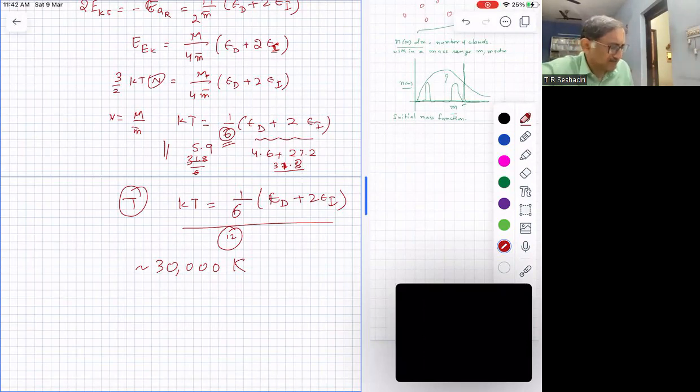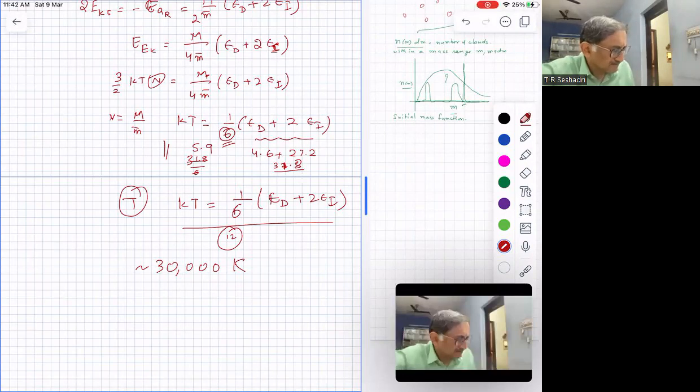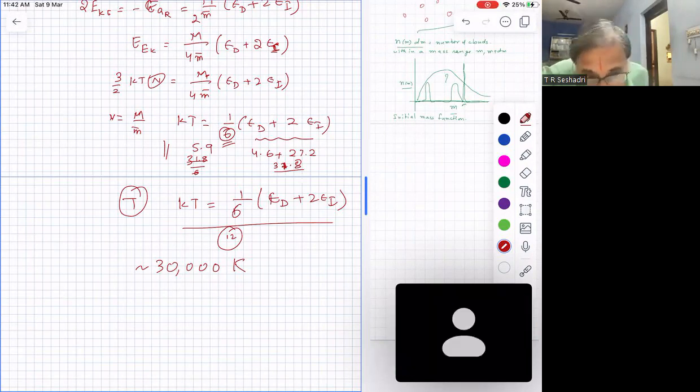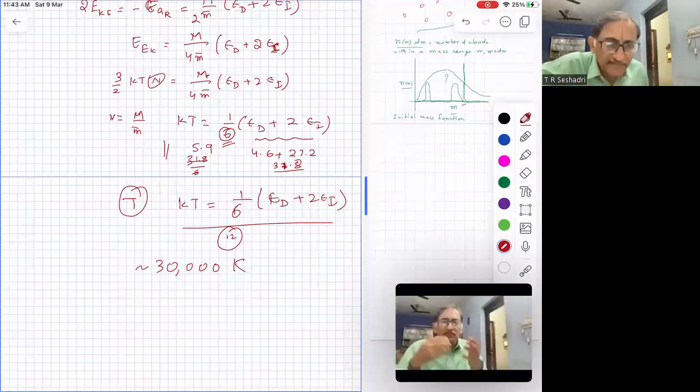So all the protostars for this particular contraction are at 30,000 Kelvin? Yes, at the protostar, not the star. It is now ionized. The fusion will only now start. It is right now ionized matter.